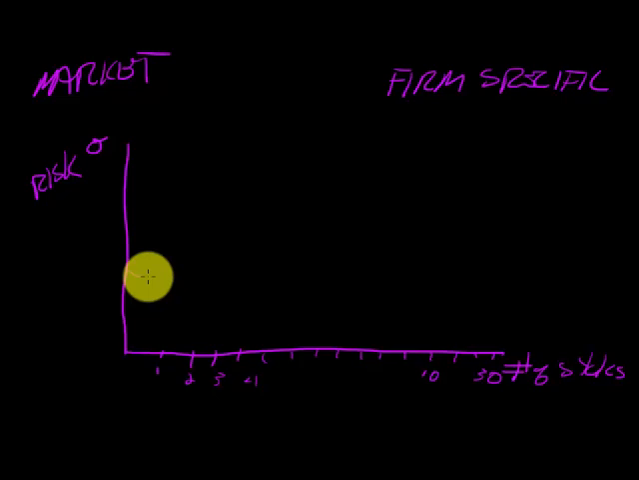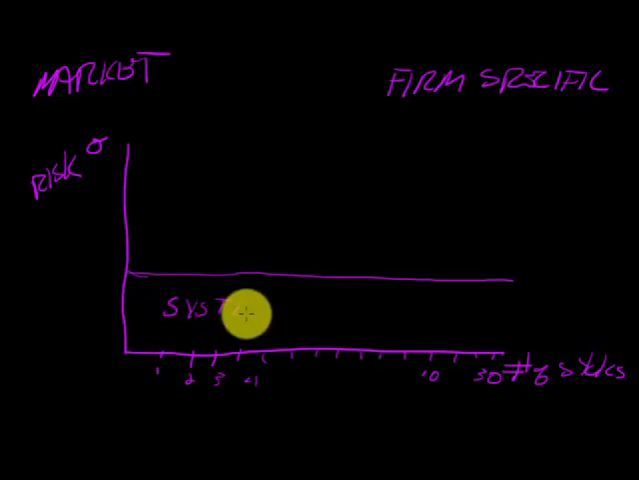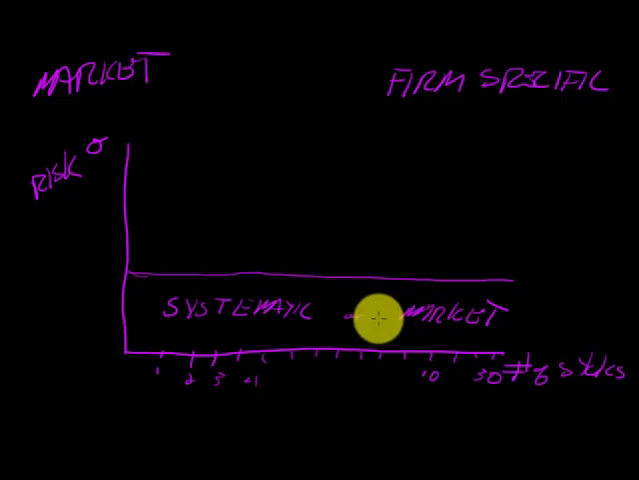And there is some level of risk that I am never going to be able to walk away from. This is my systematic risk, or my market risk. Market risk occurs when something happens and the entire stock market moves. September 11th was a good example of a systematic risk movement. Interest rate shifts are a good example of a systematic risk movement. It means that the entire portfolio moves, not just one or two different types of stocks.